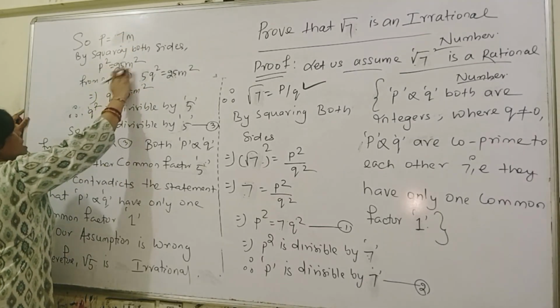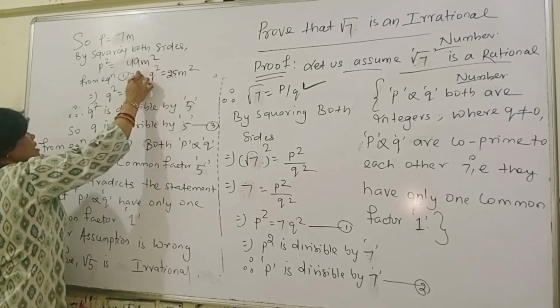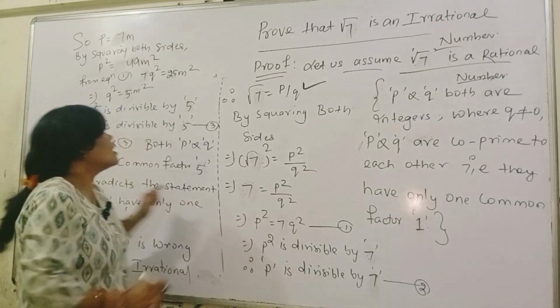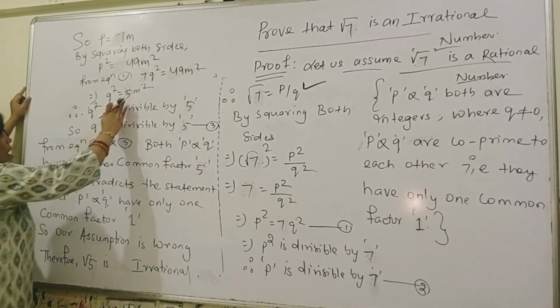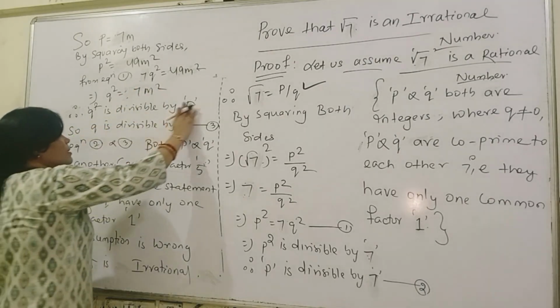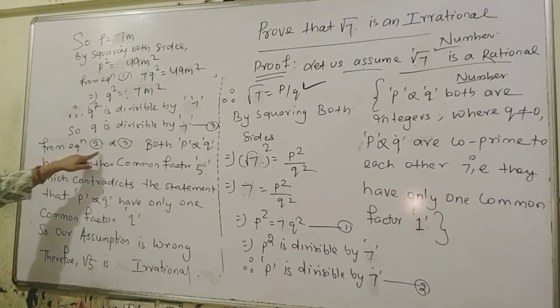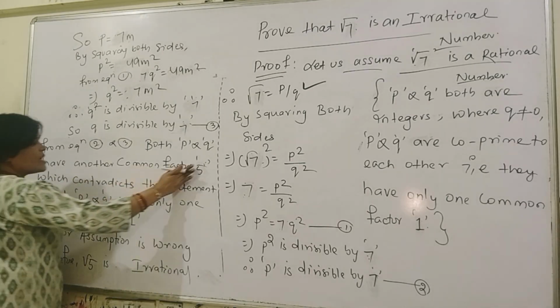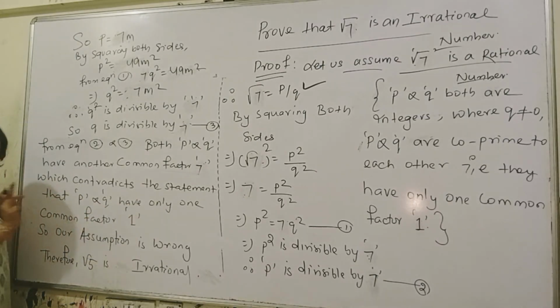So squaring both sides, P square is equal to 49m square. Therefore 7Q square, look, in equation 1 we have 7Q square, so 7Q square is equal to 49m square. So therefore Q square is equal to 7m square. So Q square is divisible by 7. So Q is divisible by 7. From equation 2 and 3, both P and Q have another common factor, that is 7, which contradicts the statement that P and Q have only one common factor 1. So our assumption is wrong. Therefore √7 is an irrational number, right?